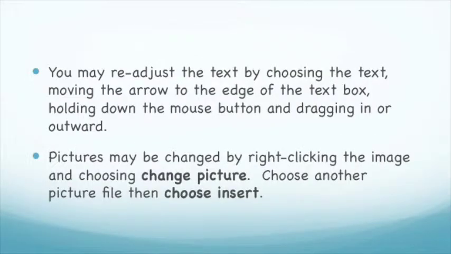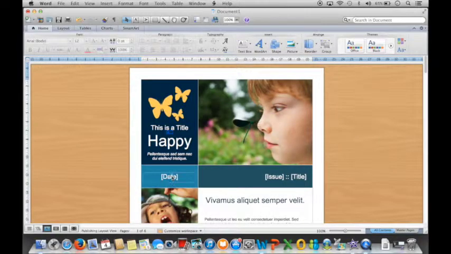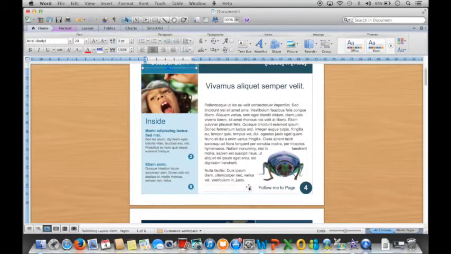You may readjust the text by choosing the text, moving the arrow to the edge of the text box, holding down the mouse button and dragging in or outward. Pictures may be changed by right-clicking the image and choosing Change Picture. Choose another picture file, then choose Insert. You can make adjustments to the date, as well as pictures.